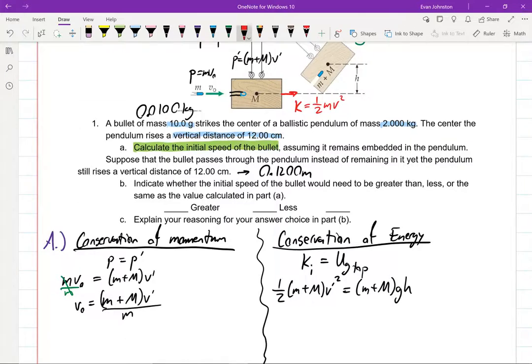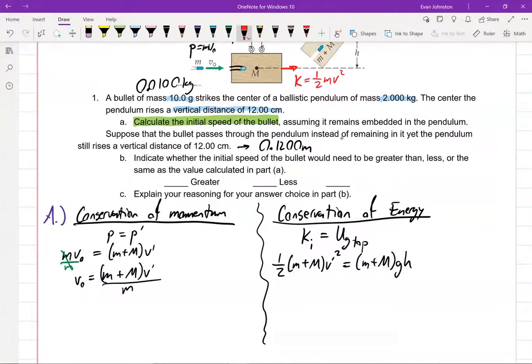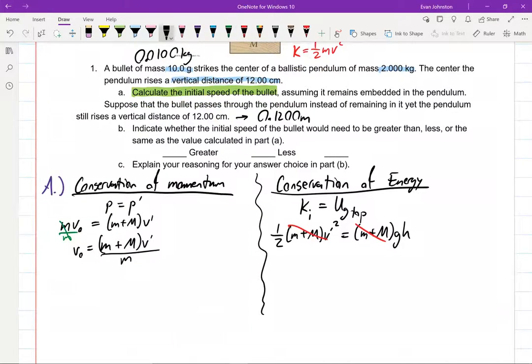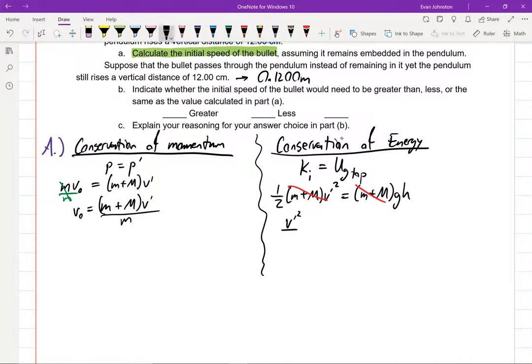Now, luckily here, on both sides we have m little plus m big being multiplied, so those actually cancel out. That's kind of nice and convenient for us. And so really, we just have v prime squared over 2 is equal to gh. If I multiply by 2 and I take a square root, we get v prime is equal to the square root of 2gh. Do we know g? Yes. Do we know h? Yes. So v prime is equal to the square root of 2 times 9.8 meters per second squared times this 0.1200 meters.